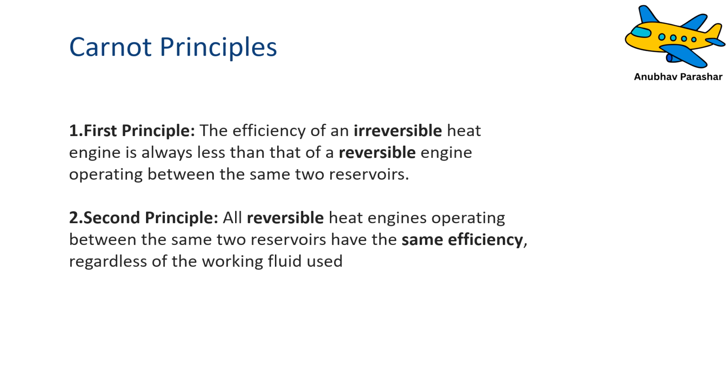So there are two principles that can be derived from Carnot cycle. The first being that the efficiency of an irreversible heat engine is always less than that of a reversible heat engine operating between the same two reservoirs. Same two reservoirs means same higher temperature and lower temperature for both the engines, right? And we know it, right? We know obviously the efficiency of a reversible engine will be greater than that of an irreversible engine. We already know it from our last lecture, right?